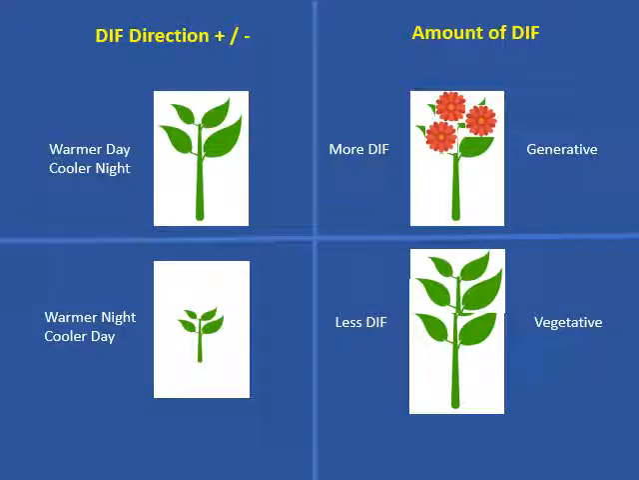I tried to create a chart here to help you remember. So this is DIF, and we're recording the direction of the DIF, so plus and minus, right? So warmer day, cooler night, we get a taller plant, bigger leaves. Warm night, cool day, we get a shorter plant, smaller leaves. And then as we increase or decrease the DIF, regardless of direction, right? Over here, if we have more DIF, it's generative. And if we have less DIF, it's vegetative.